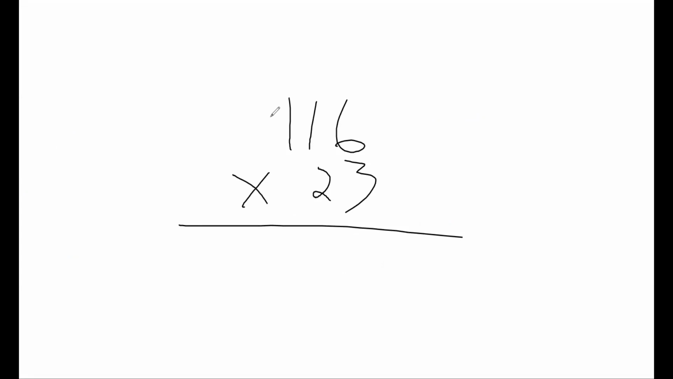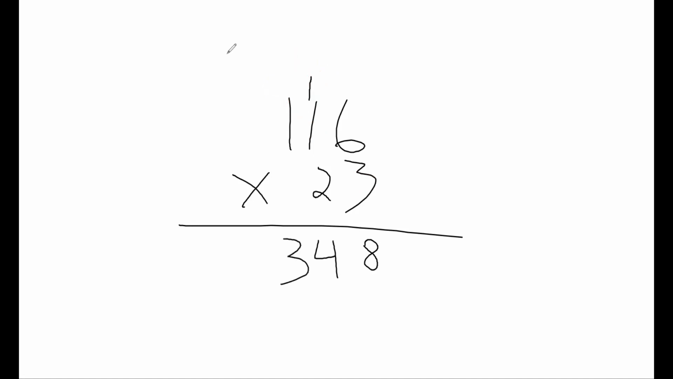Exactly, so yeah, exactly right. You might have to carry some things. 3 times 6 is 18. So you put the 8 down there and carry the 1 up there. Then you do 3 times this 1, which is 3, plus this 1 up here, which gives you 4. Then you do 3 times this last one. There's nothing carried up here.